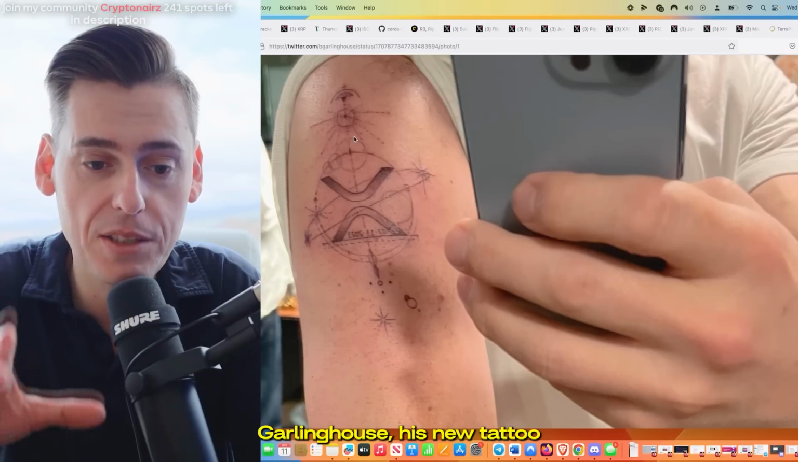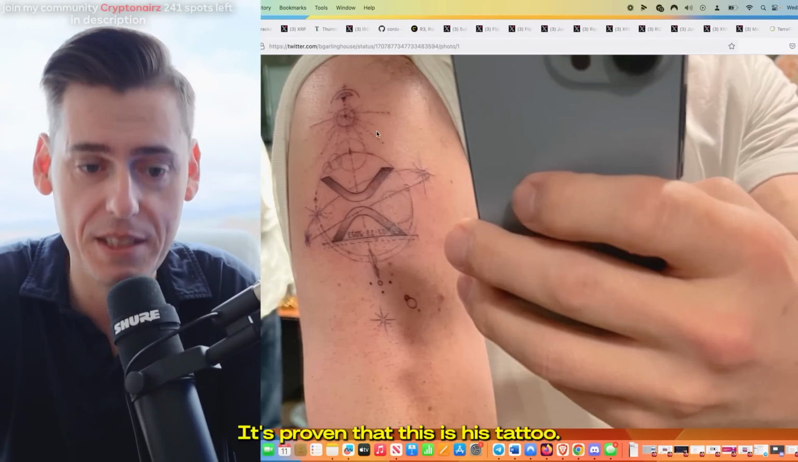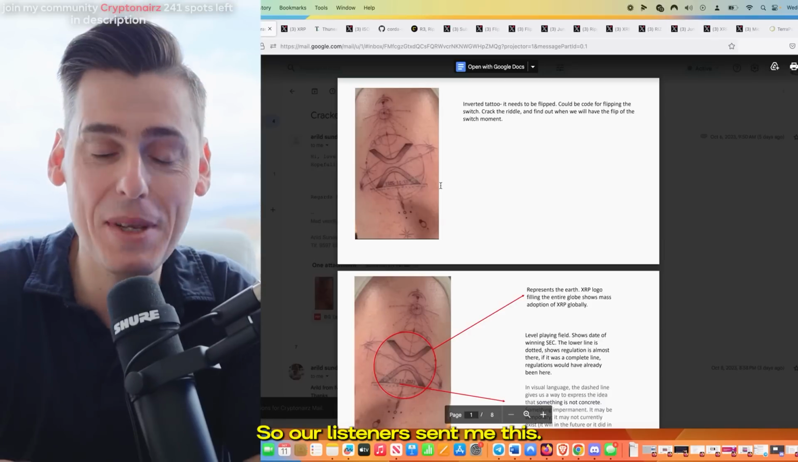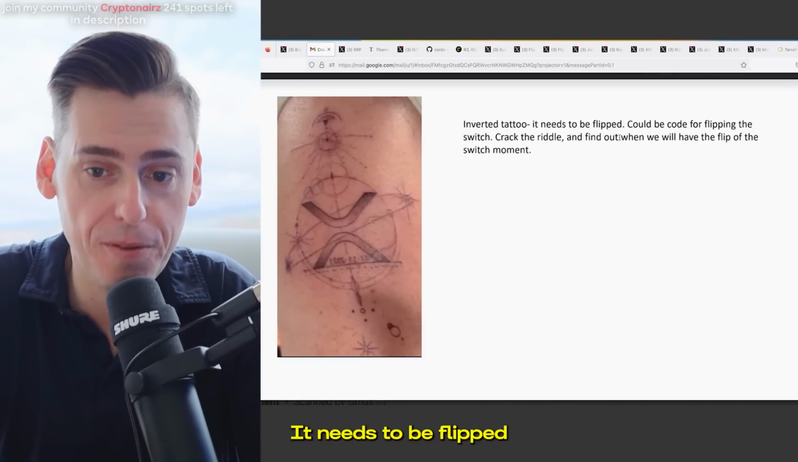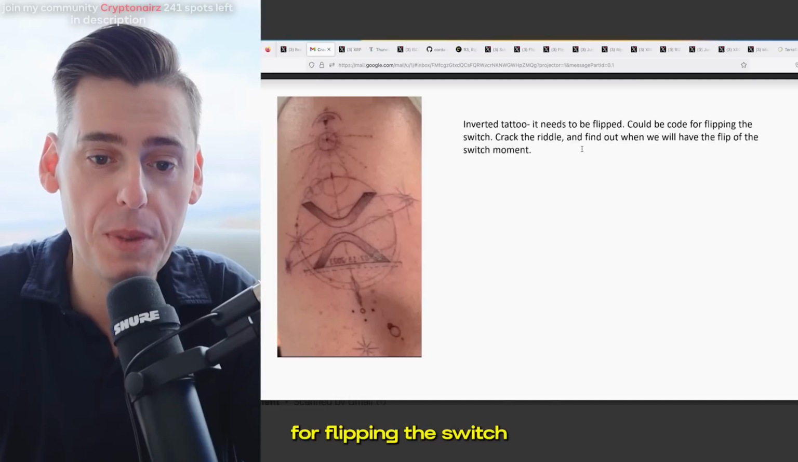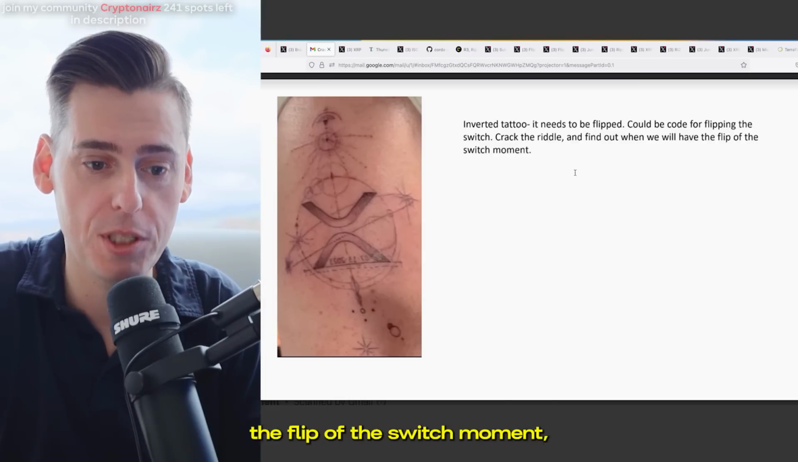All right, so Brad Garlinghouse's new tattoo. I think we've seen this. This is Brad Garlinghouse's Twitter. It's proven that this is his tattoo. All right, so Arlid sent me this. Let's go through this because this is a lot of fun. Inverted tattoo. It needs to be flipped. It says could be code for flipping the switch. Crack the riddle and find out when we will have the flip of the switch moment.